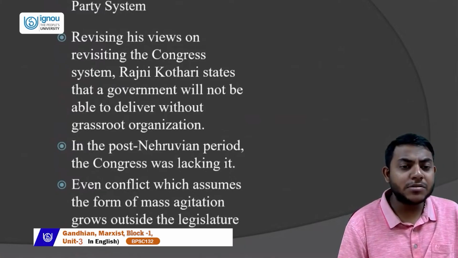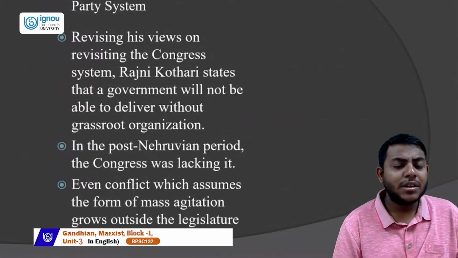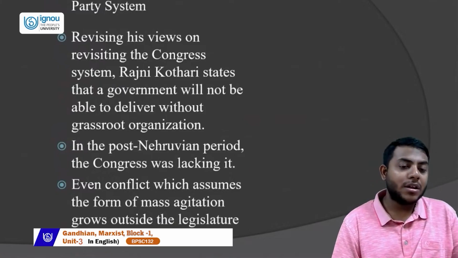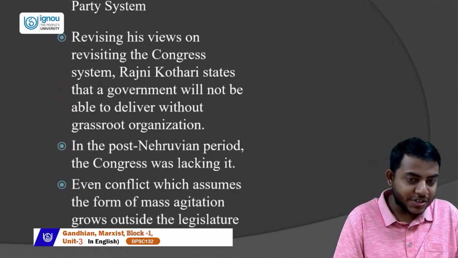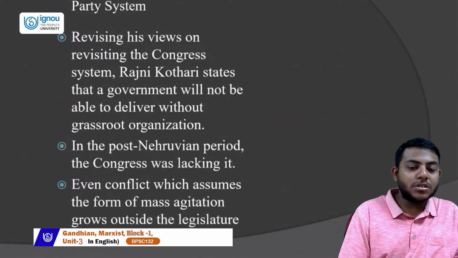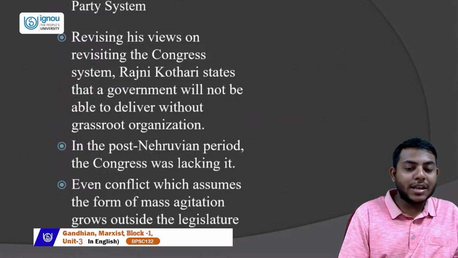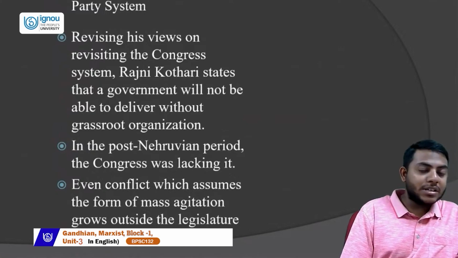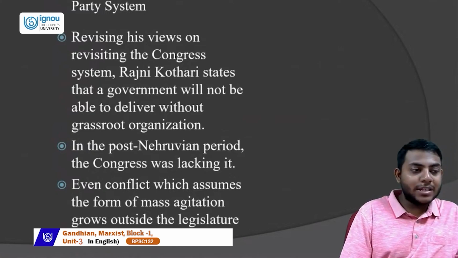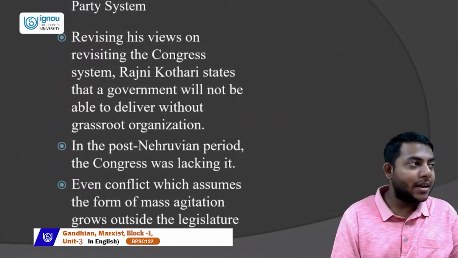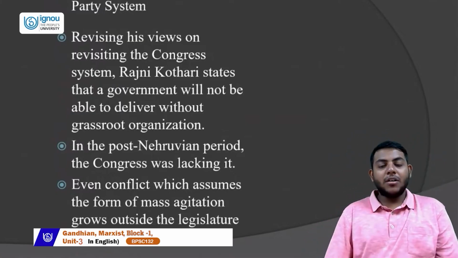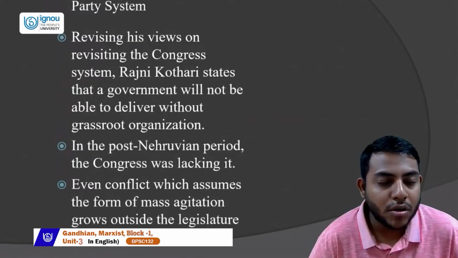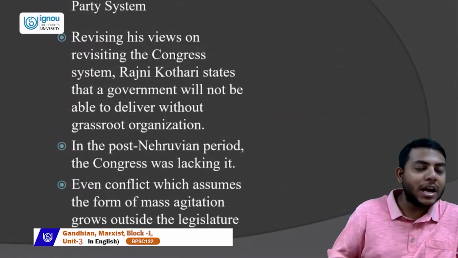Revising his views on revisiting the Congress system, Rajni Kothari states that a government will not be able to deliver without grassroots organization. In the post-Nehruvian period, the Congress was lacking grassroots organization, according to Rajni Kothari, and that is why there was a crisis in the Congress. Because of this, the Congress got split in 1969 into the Indian National Congress O, or Organization, which was led by the old guards.